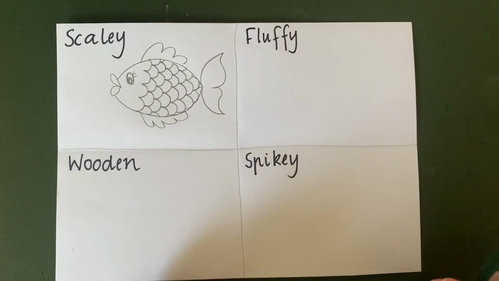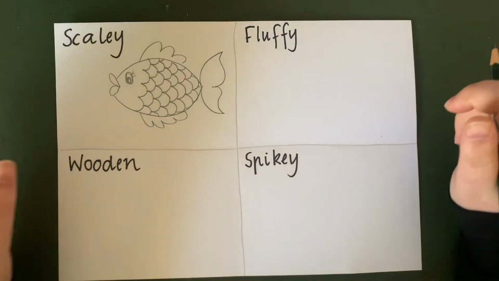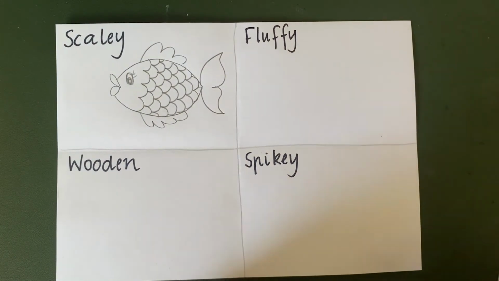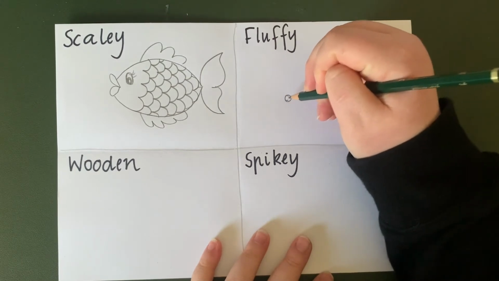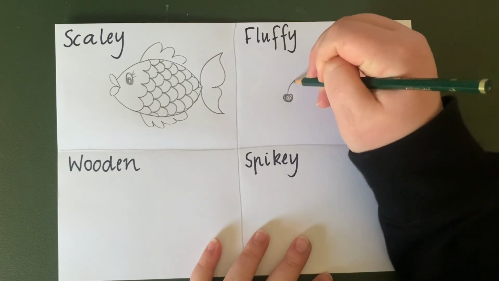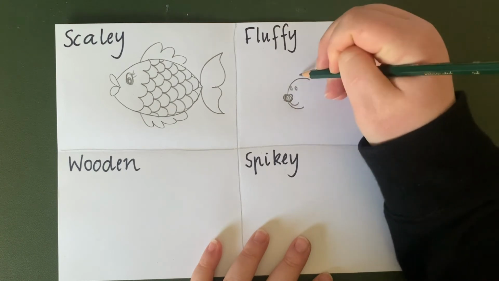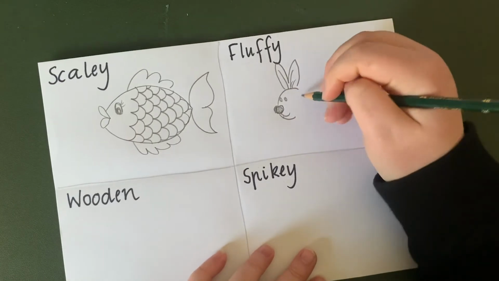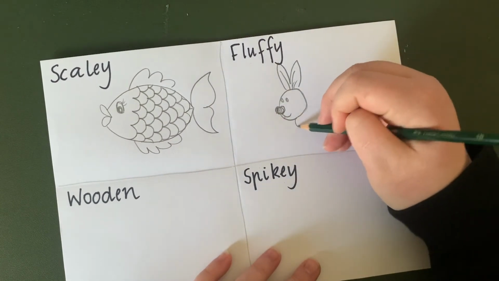Now I can think of lots and lots of things that have got fluffy texture. Blankets and jumpers and bunnies and kittens, lots and lots of different things. So for my little fluffy one, I think I've picked an animal theme here a little bit. I'm going to do a bunny. And I'm going to try and make my bunny look fluffy again.